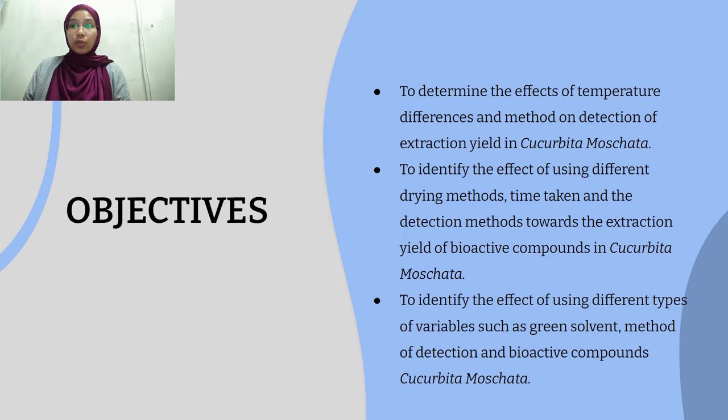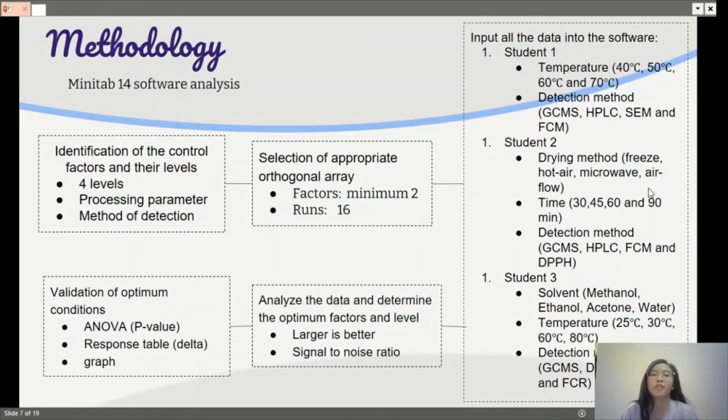Okay, so now I'm going to explain to you the methodology for our experiment. In this experiment, we will use Minitab 14 analysis software to determine the best parameter that needs to be run for our experiments. First of all, we need to identify the control factors and their level. The next one is the selection of appropriate orthogonal array. Since we cannot determine the best parameters manually, the Taguchi method is the best analysis to minimize the total number of experiments that need to be identified.